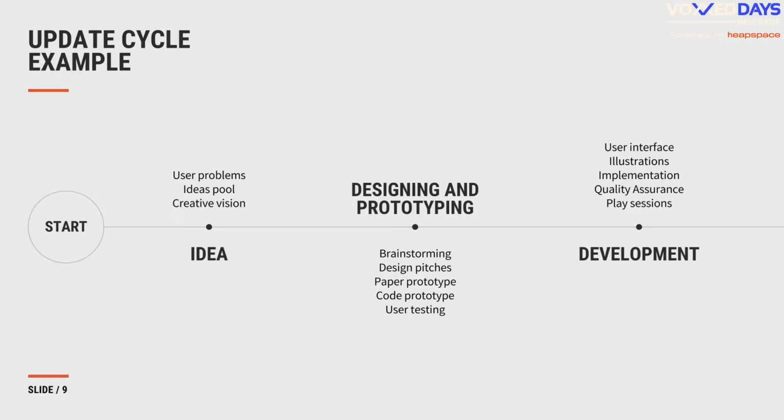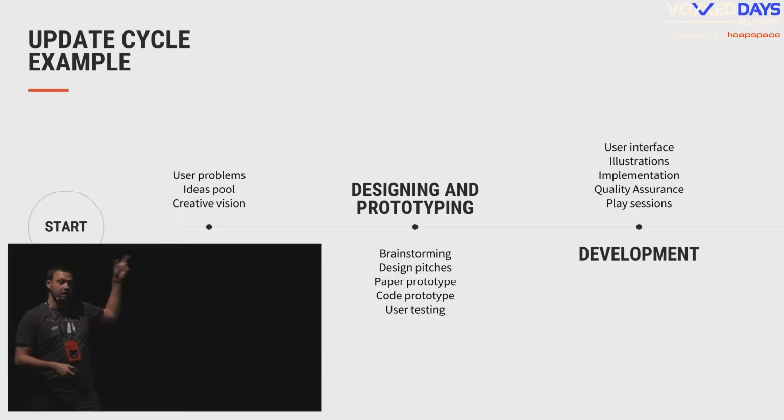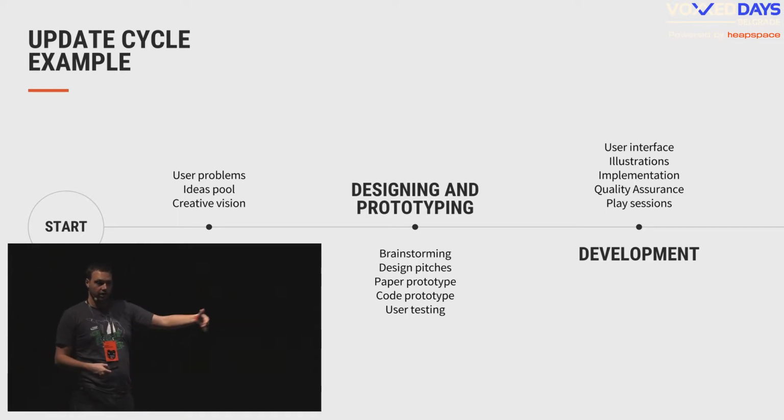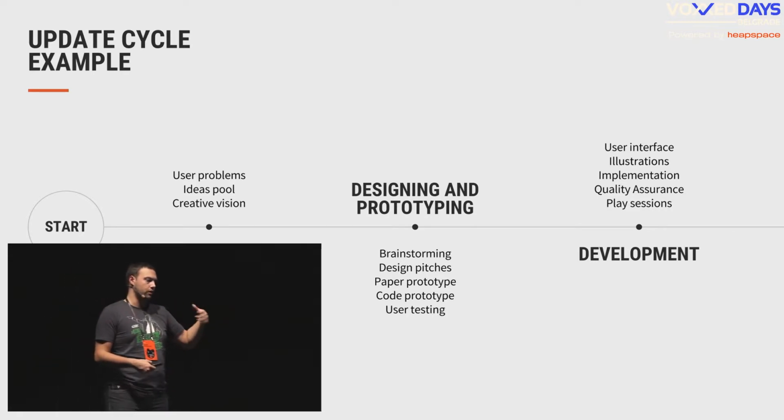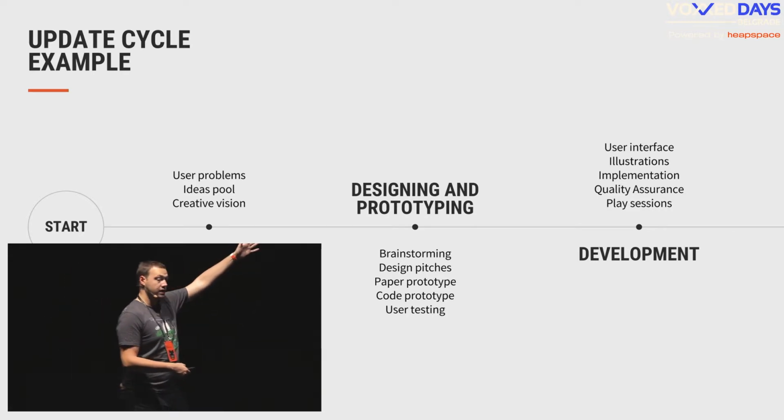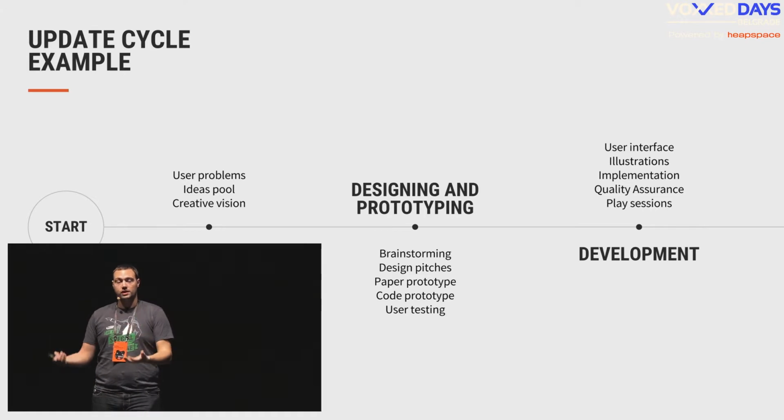To be precise, we are not doing this ideation phase every time in the update loop. Why? Because we have a roadmap of ideas we want to deliver, and we do that on a longer-term basis. But the next phases, we do every time. So we get to the design phase.